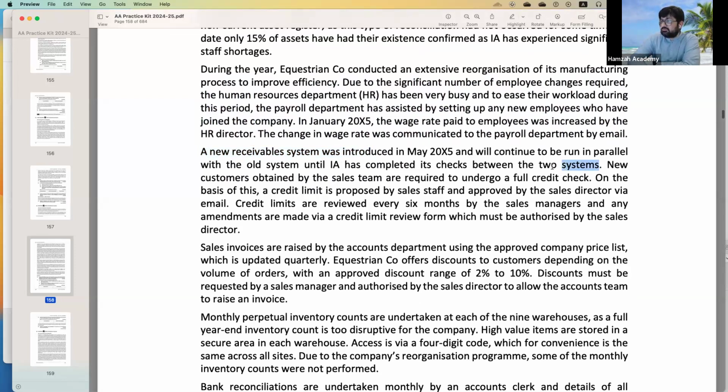Now, the students, this is the point. Very good practice that they are running the old system and new system in parallel. An internal auditor is monitoring whether the new system is working well or not.